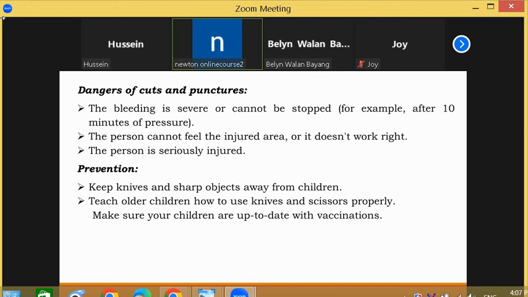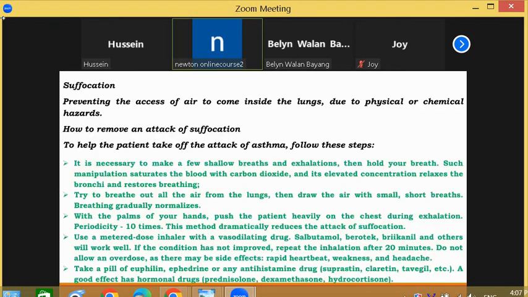Okay, prevention means how we can prevent that situation. You always have to keep sharp objects away from the children's area, because mostly it affects children. And if there are any older children, you have to teach them how to use them properly. Also, you have to ensure that vaccination is up to date. If the person has up-to-date vaccination, the infection is reduced and the healing process will happen easily and very fast.